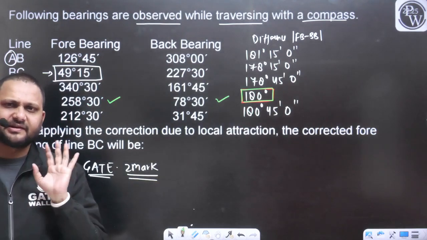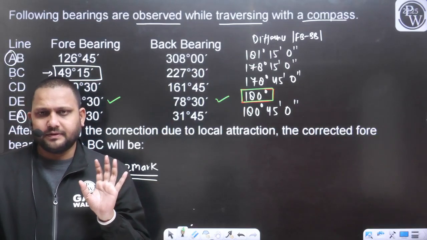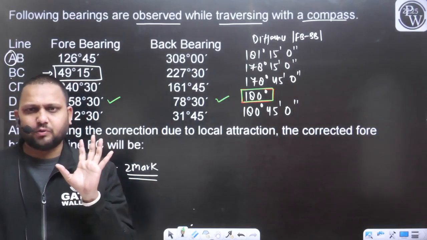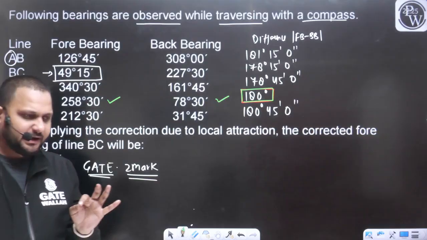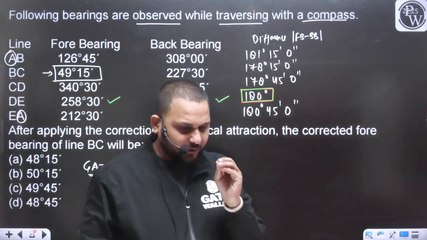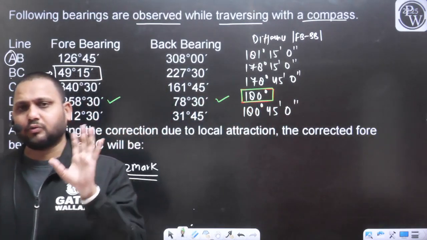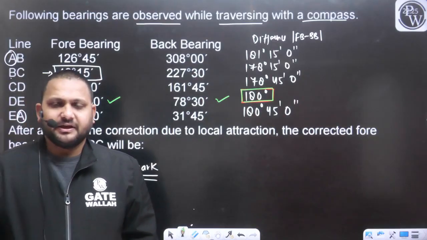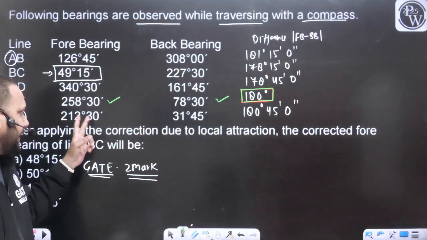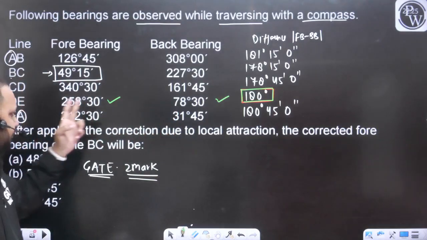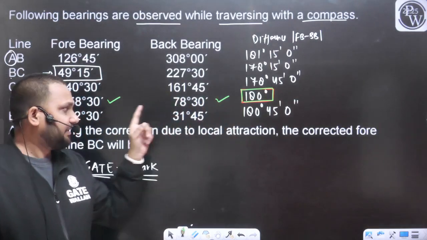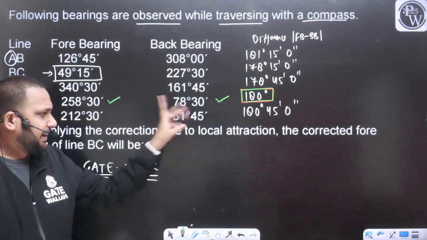Just listen to the discussion carefully. You are going to get all the concepts related to the local attraction without any formula. Just by knowing the basic concept, you can solve any question related to the local attraction. If the difference of the fore bearing and the back bearing of the line DE is 180 degree, we can say this bearing is correct and this bearing is also correct.